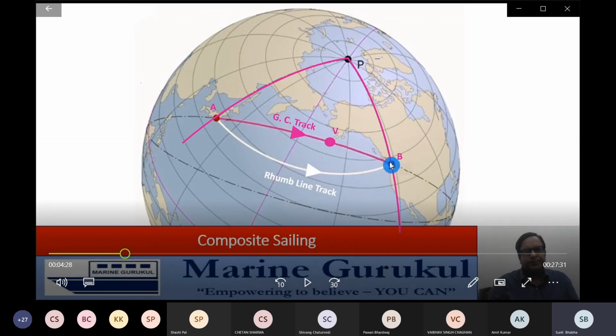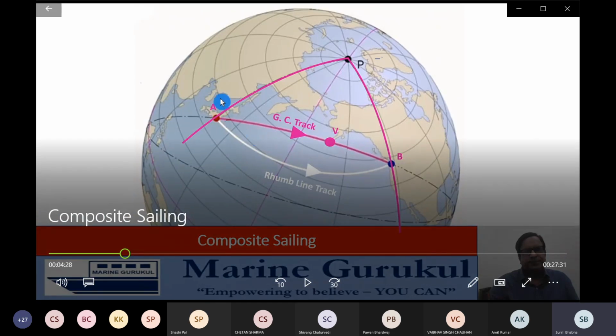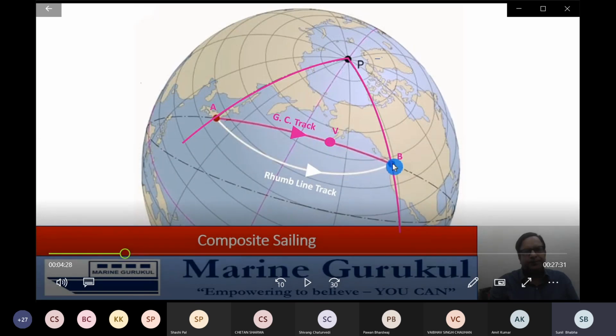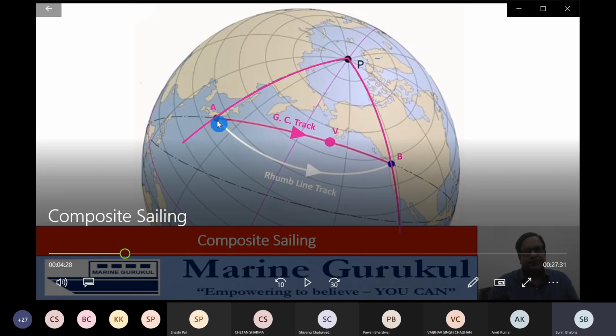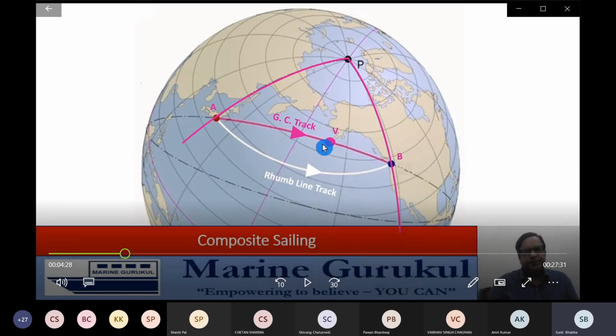Now, another important thing to note here, you can see these parallels of latitude, the black color circles, these are the parallels of latitude. Now, the B point latitude is this one. This is the parallel of latitude of B. And you see the pink color track is going into much higher latitudes than the latitude of B or the latitude of A. So both these latitudes are less than the latitude where the great circle track is taking you.